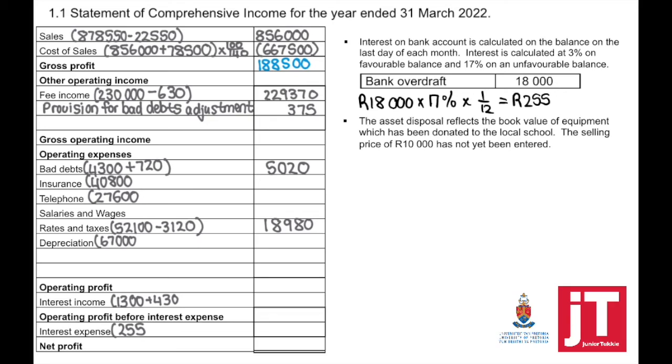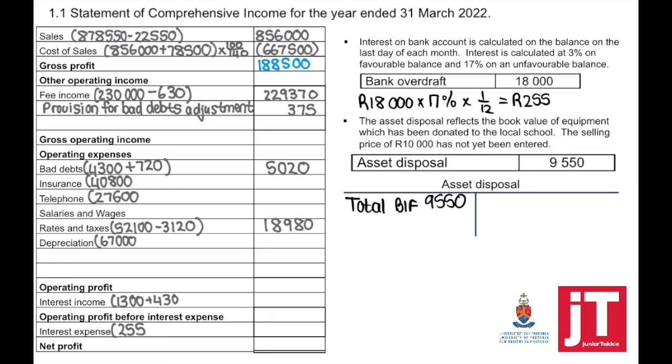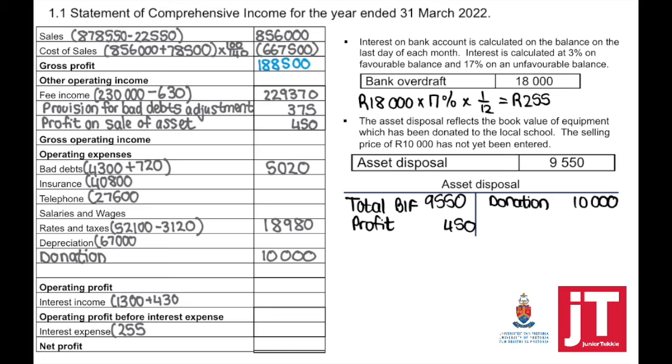The asset disposal reflects the book value of equipment which has been donated to the local school. The selling price of 10,000 has not yet been entered, which means we need to calculate if we made a profit or a loss on the sale of the asset. If we sold it for more than the book value, it means that we made a profit. Very important, do not forget to show donations as part of our operating expenses, 10,000. And then the profit on the sale of the asset will form part of your other operating income, 450.